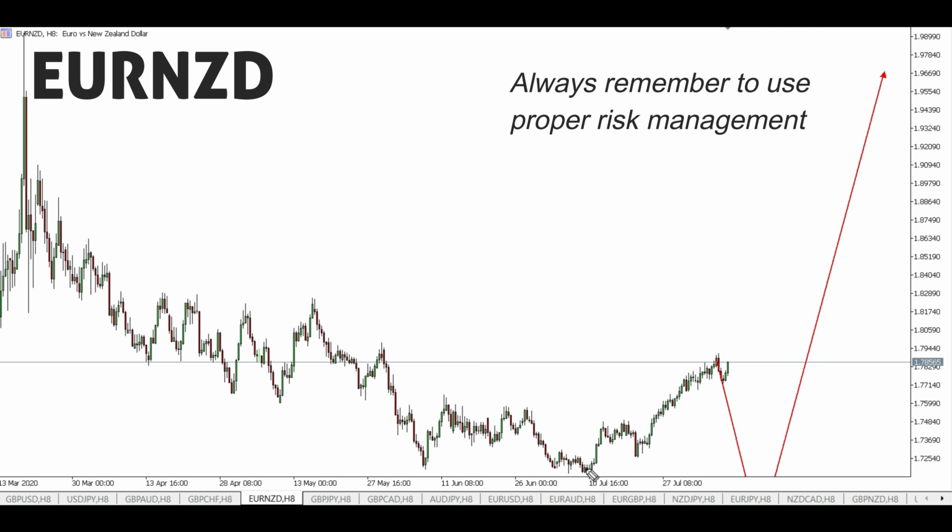For Euro NZD, we've been focusing on this up move. We said that we're expecting a big up move to reach this point.